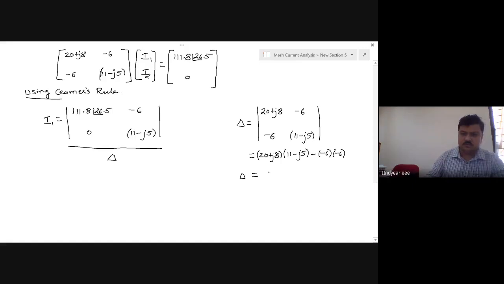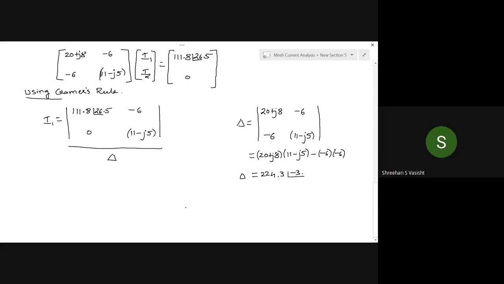Delta is 224 at an angle minus 3.06. 224.3 at an angle minus 3.06. I will take minus 3 only. All are getting same? Is this value correct or the other value is correct? This value only, sir. This value is correct.